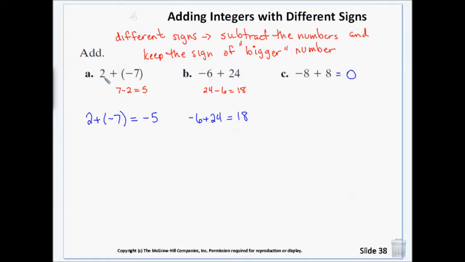In this example, I have $2 and I owe you 7, well then I'd still owe you 5, right? If I have $24 and I owe you 6, that means I get to keep 18. And then if I have $8 and I owe you $8, we're even, right? So if you think of it with money, that sometimes helps.